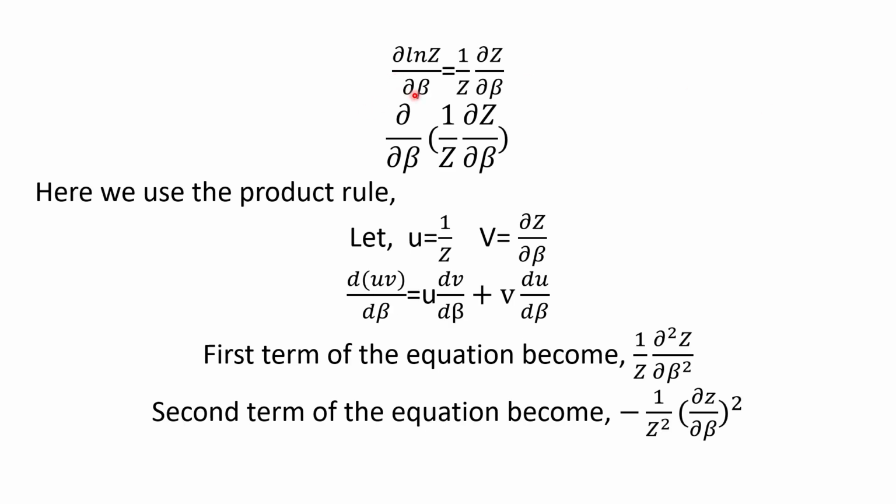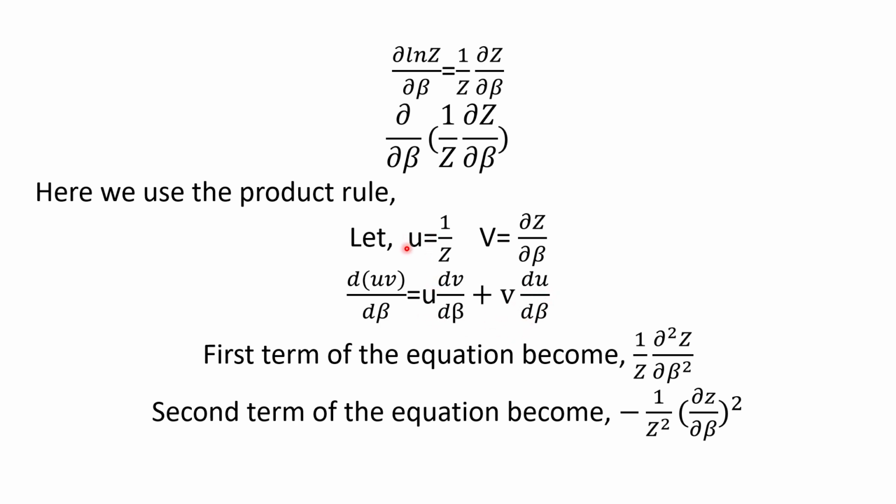Now, we are differentiating ln Z with respect to beta, that is ∂ln Z/∂β = 1/Z into ∂Z/∂β. Again, differentiating this value with respect to beta, that is ∂/∂β of 1/Z into ∂Z/∂β, here we have to use the product rule. In order to use the product rule, let us consider 1/Z as u and ∂Z/∂β as v. According to the product rule, d(uv)/dβ = u dv/dβ + v du/dβ.